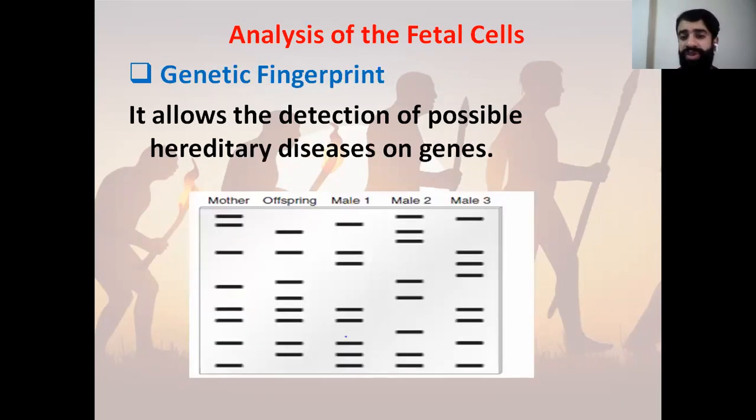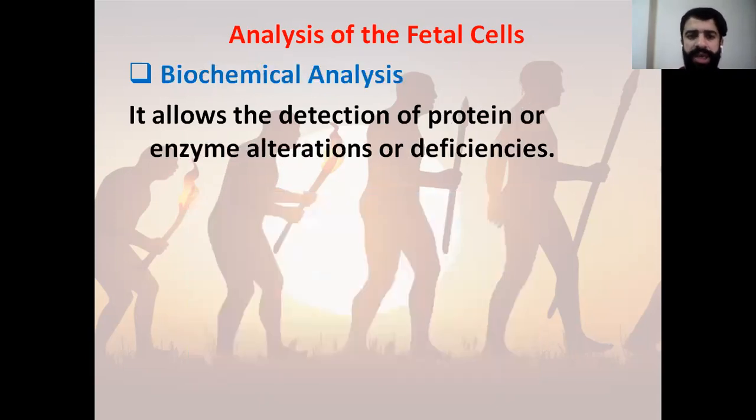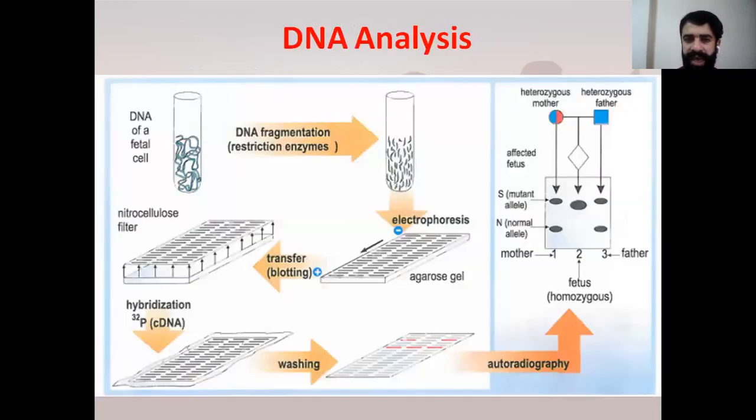And we have genetic fingerprint. We said, why do we say it's the genetic fingerprint? Because its fingerprint is unique for each individual. So genetic fingerprint is going to be unique, and it allows the detection of hereditary diseases on the genes. Also, we have biochemical analysis. This will allow the detection of the proteins or enzyme alterations, or we have deficiency in the enzymes.